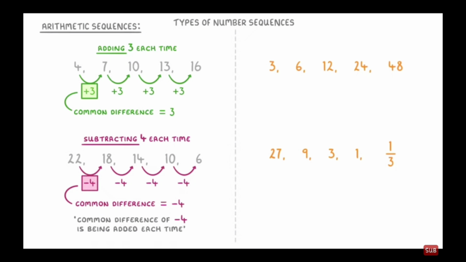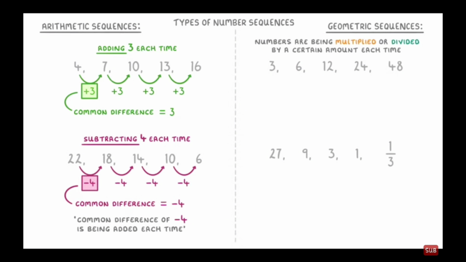Now, these next two sequences on the right are what we call geometric sequences, which is where the numbers are being multiplied or divided by a certain amount each time. For example, if we look at this first one, we can see that to get from 3 to 6, we have to add 3. But to get from 6 to 12, we have to add 6. And to get to 24, we have to add 12. This means that the pattern can't be about adding or subtracting anything each time, so it's not an arithmetic sequence.